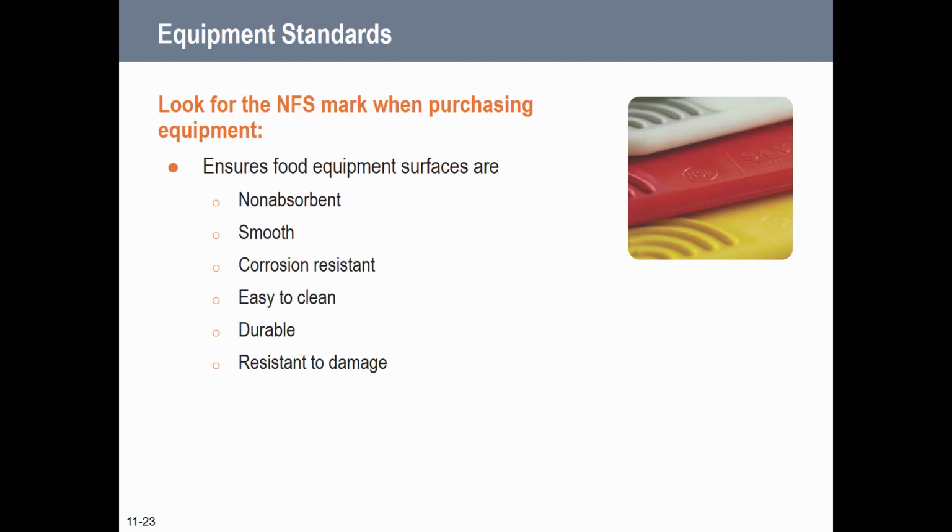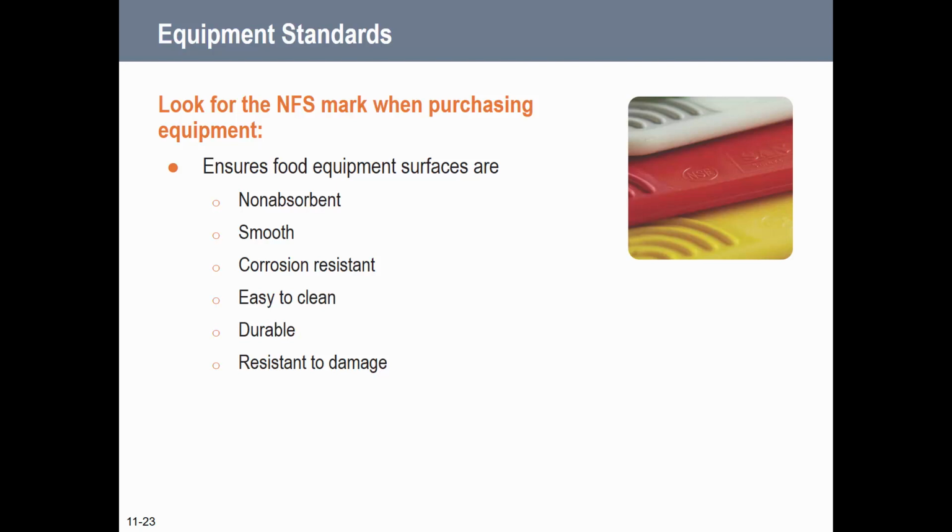Okay, equipment standards, and this is important because not all cooking equipment is necessarily appropriate for a commercial kitchen. So we've got the NSF mark, which ensures that this equipment meets those requirements for being non-absorbent, smooth, corrosion resistant, easy to clean, durable, resistant to damage, all of those things that you've heard so many times already in this chapter. That's important.